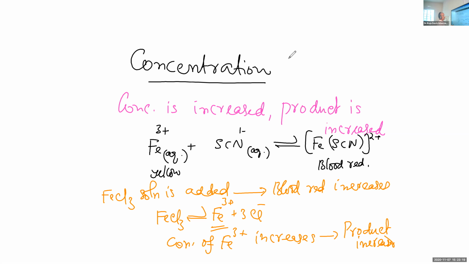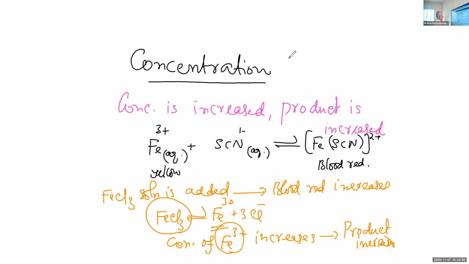So you come back: when the concentration of the reactant at equilibrium is increased, then the forward reaction increases and the product is increased. For example, in the equilibrium of Fe3+ and SCN-, reversibly giving FeSCN2+, the blood red colored complex, if you add ferric chloride solution, then the concentration of Fe3+ is increased.